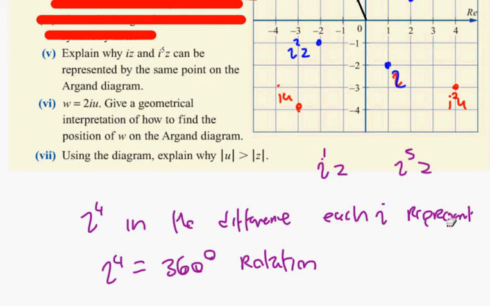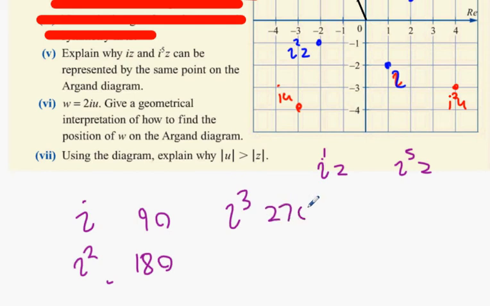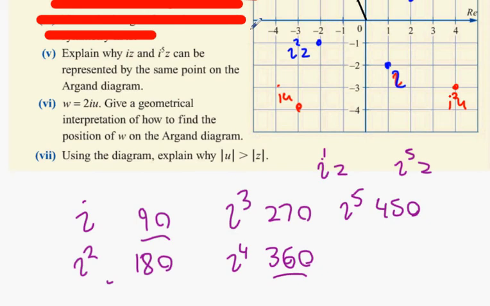Okay, just while we're on this, guys, what does i represent rotation wise? If I multiply something by i, how much of a rotation do we get? 90. i^2, 180. i^3, 270. i^4, 360. Now, i^5 is technically 450, but 450 is the same thing as just going 90, because you end up back where you started after 360. Everybody alright with that? Okay, get rid of that last question.